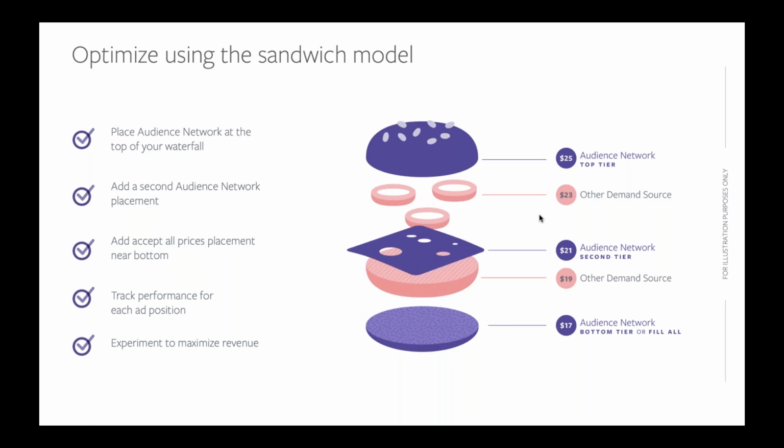First, you'll want to place Audience Network at the top of your waterfall. This will let you take full advantage of the bid spread within Facebook and our pool of high-quality advertisers. Second, you'll want to add a second Audience Network placement and put us 10 to 20% lower than the above demand source in order to capture more of Facebook's demand. Third, you want to track performance for each ad position by using a unique naming convention for each of those ad spaces. And then lastly, you want to experiment with country groups and the sandwich model in order to maximize that revenue.